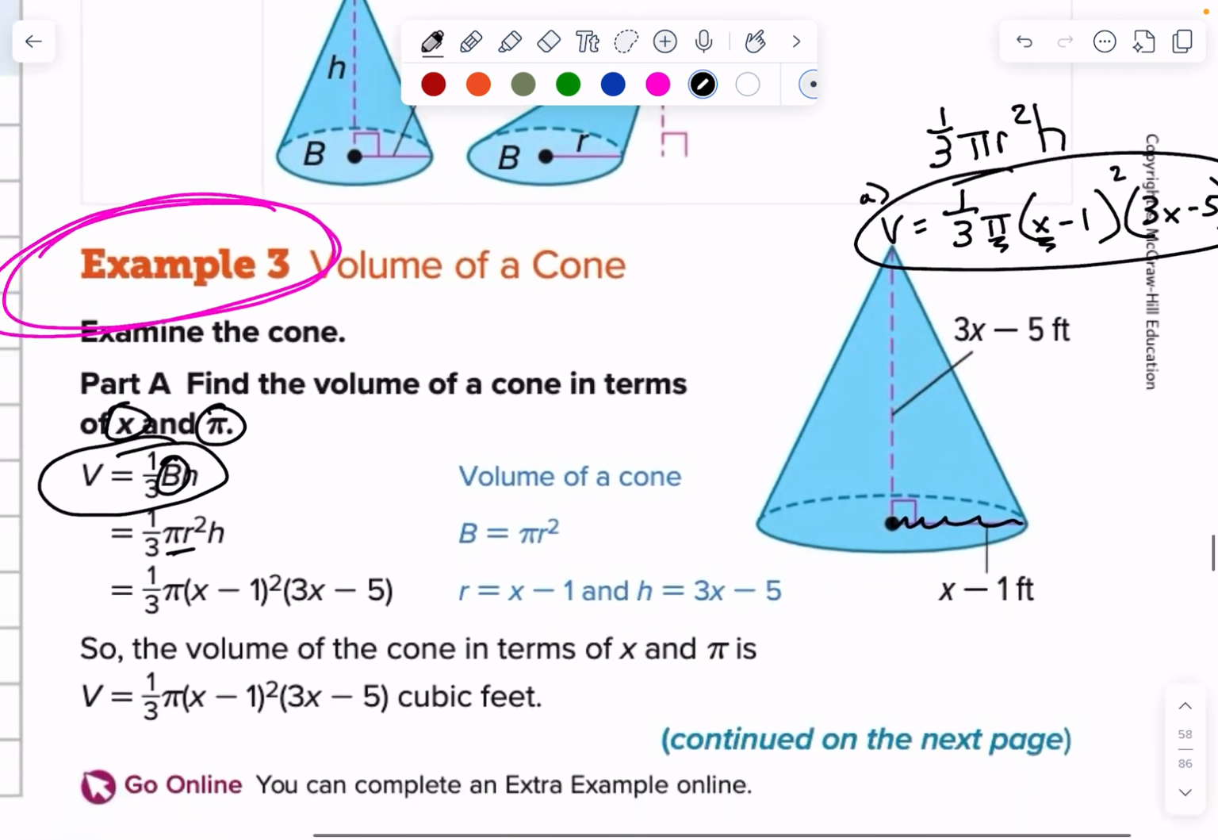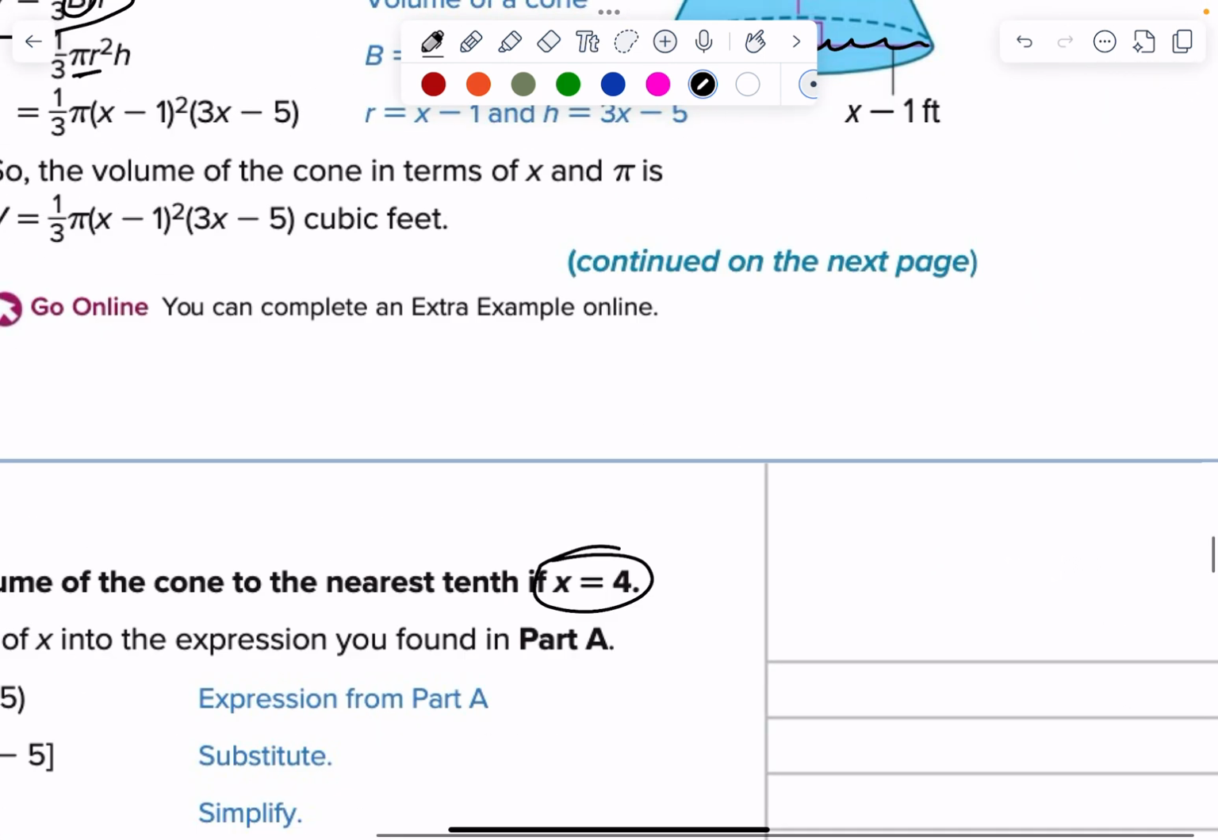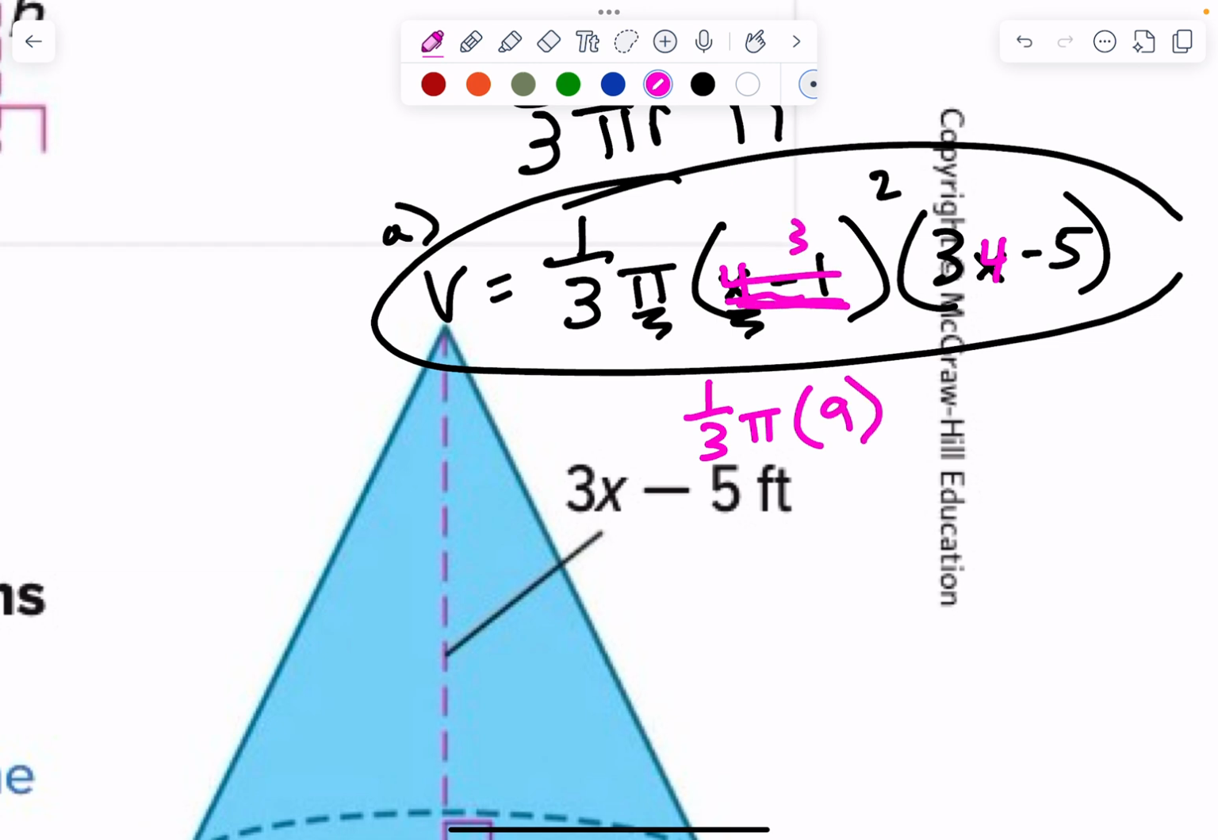But for part B, we have to plug something in. So they say find the volume if x is 4. That's it. We just plug 4 in. So this is 1/3 pi times 4 minus 1 is 3, and 3 squared is 9, so I'm just going to plug 9 in there. 3 times 4 is 12, minus 5 is 7, okay?